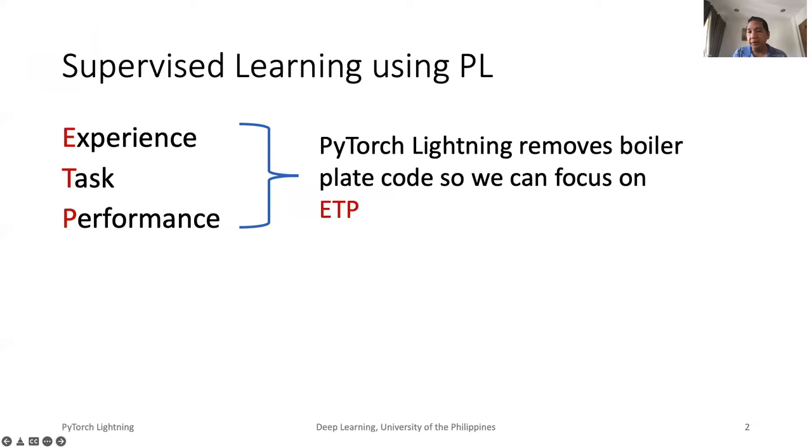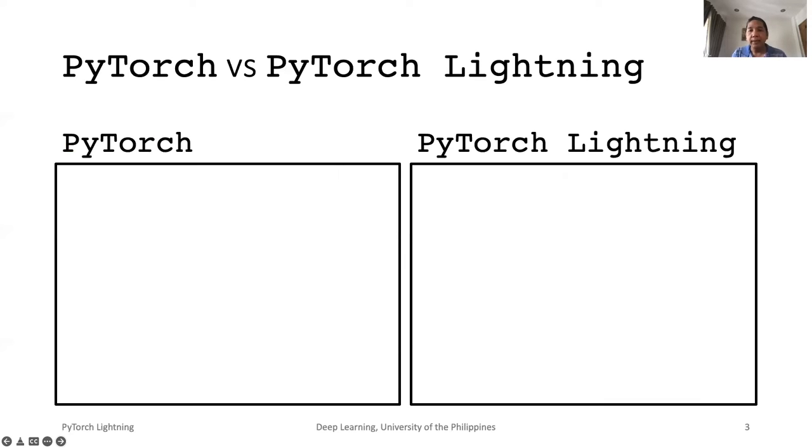In supervised learning, we learned the important elements of machine learning: experience, task, and performance, or simply ETP. The general principle of PL adheres to this philosophy. PL focuses on removing as much boilerplate code as possible so we can focus on ETP. Let us compare PyTorch with PyTorch Lightning.